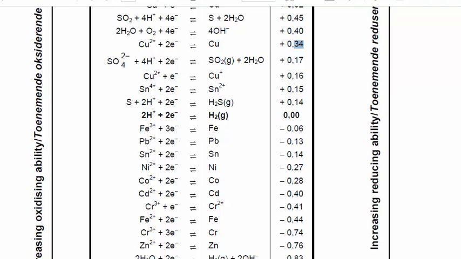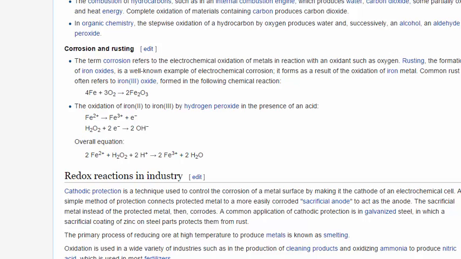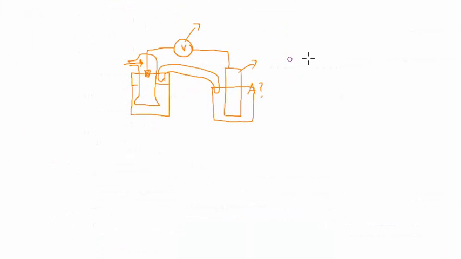Don't try and remember. The higher one is better at attracting electrons than hydrogen. If I'm higher, I'm closer to fluorine. Now fluorine is very electron hungry, very strong at attracting electrons. So which one between these two is strong at attracting electrons? The copper, the one that's higher. So where will electrons be flowing from? It will be flowing from zinc to copper.